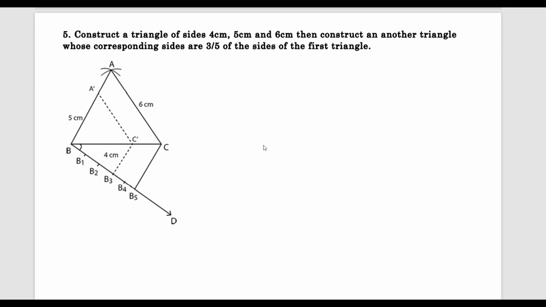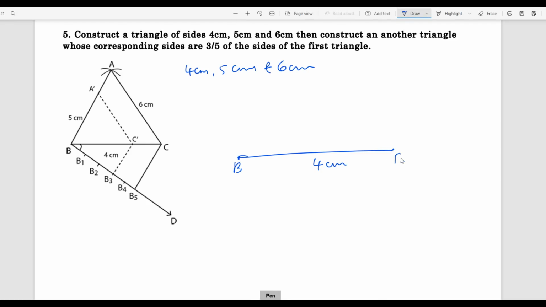Students, always the first step is what? Draw the triangle. What are the lengths of the triangle? It is 4 cm, 5 cm, and 6 cm. First draw 4 cm or 5 cm or 6 cm. What I've done is I'll draw a 4 cm line. Mark this as B and this as C.